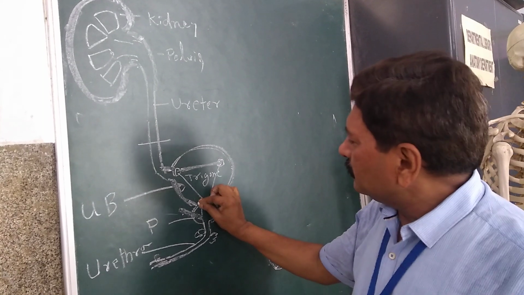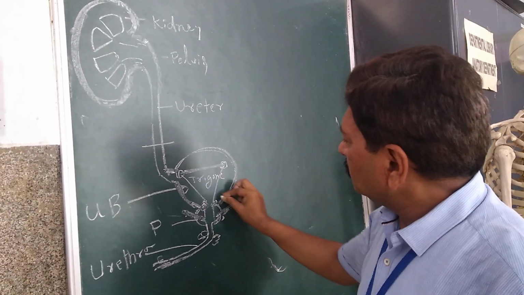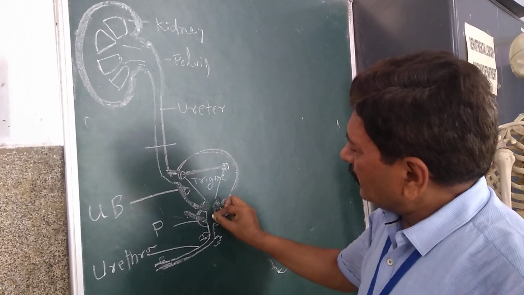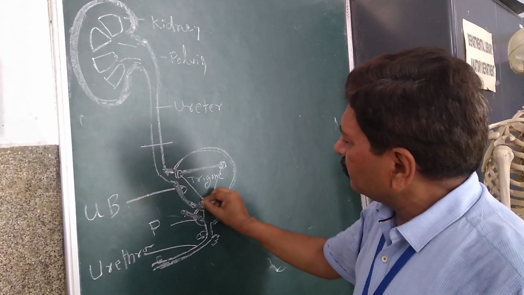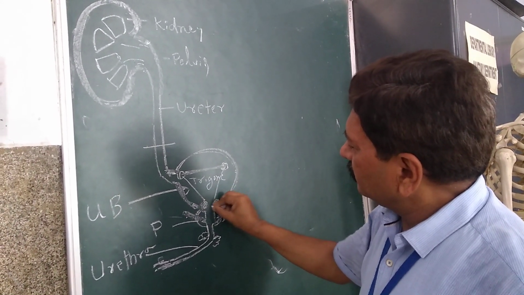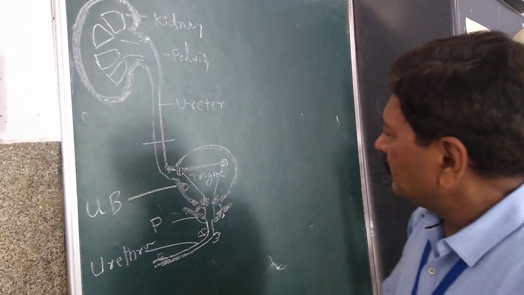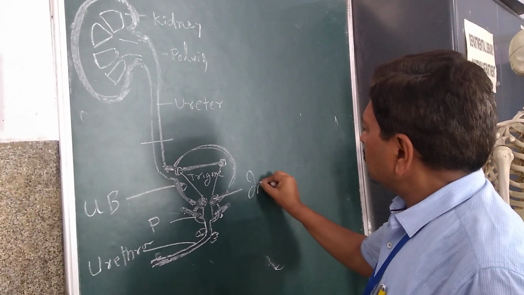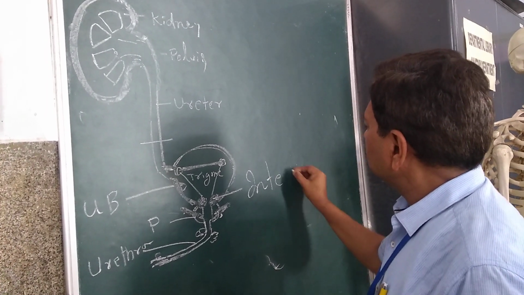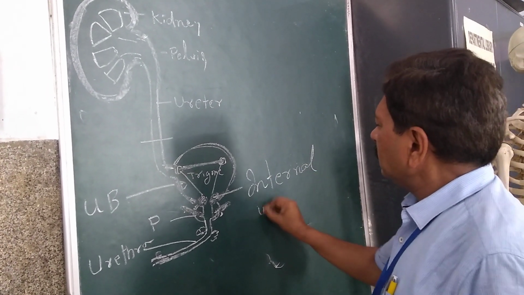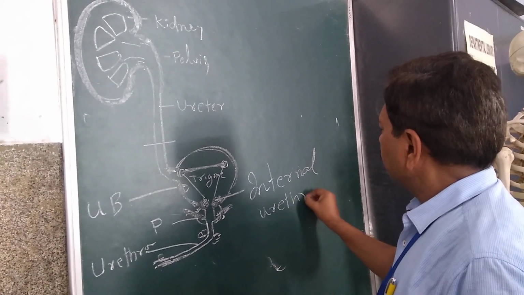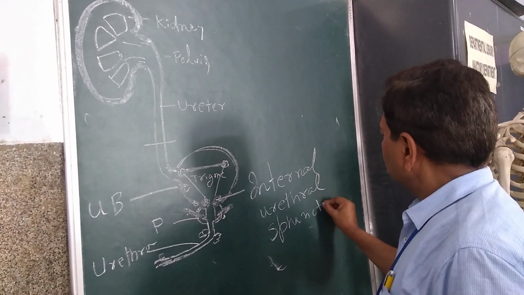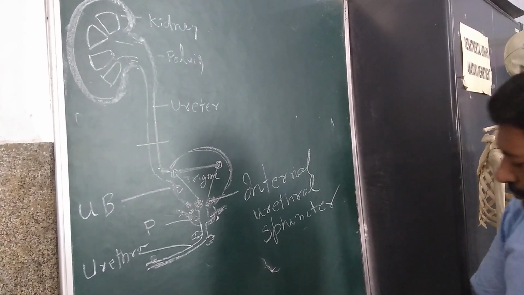In the lower part of the urinary bladder, at the neck, there is thickening of circular muscle fiber, which forms the internal urethral sphincter.